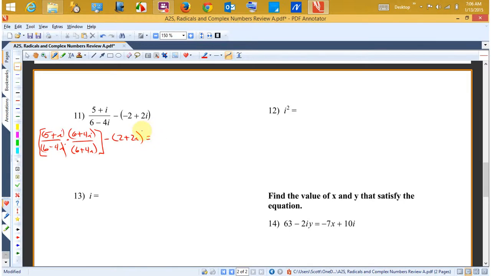Okay, so that's going to be 5 times 6 is 30. 5 times 4 is plus 20i. i times 6 is plus 6i. And then i times 4i is plus 4i squared. The bottom is going to be 36 plus 24i minus 24i. Negative 4 times a plus 4 is minus 16i squared. Once I get that, I'll subtract the 2 plus 2i.